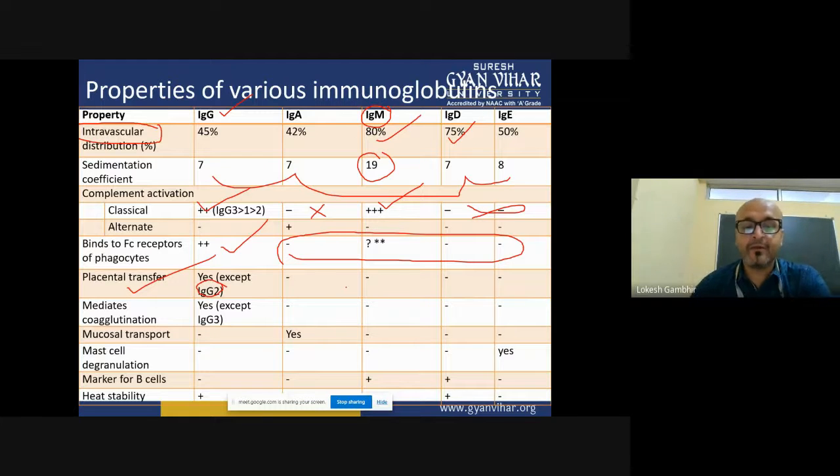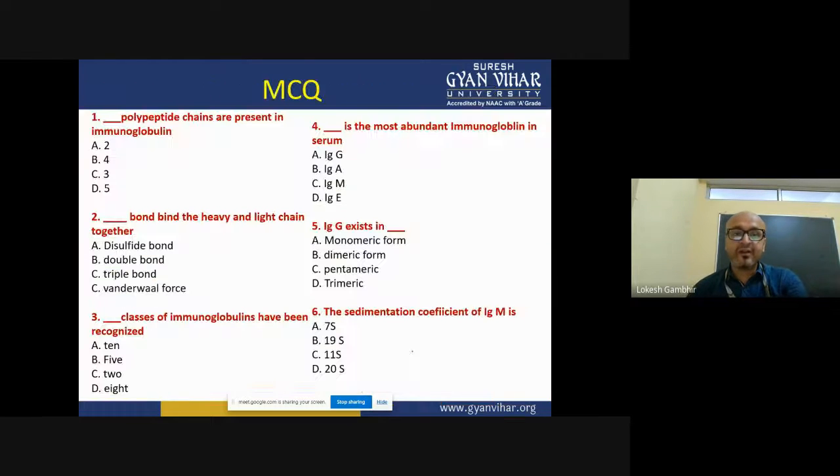So this is all about the summary that we are talking about. As a marker for B cells, only M and D are present because they are present on the surface. So this summary chart will help you bring the complete picture of all 5 immunoglobulins into 2 slides, where you can summarize the complete properties of the immunoglobulins that we established in 2 lectures.